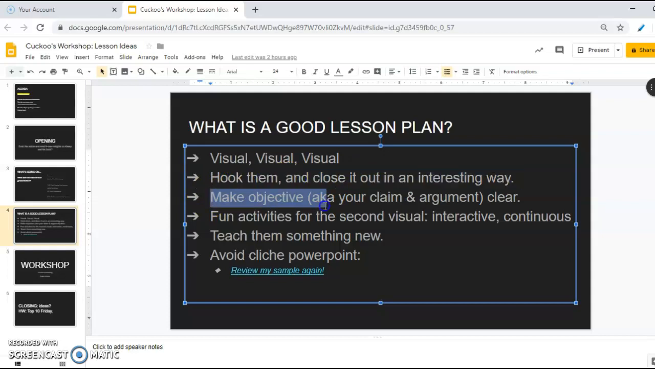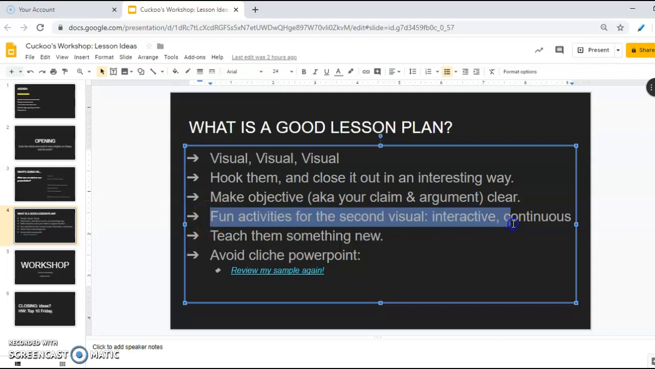Make sure that your objective in the presentation is clear. That's your focus, that's your topic, and that's going to be your claim and argument. And we'll go back to my haters presentation because you can see my claim is pretty clear, and I actually reference back to it twice.